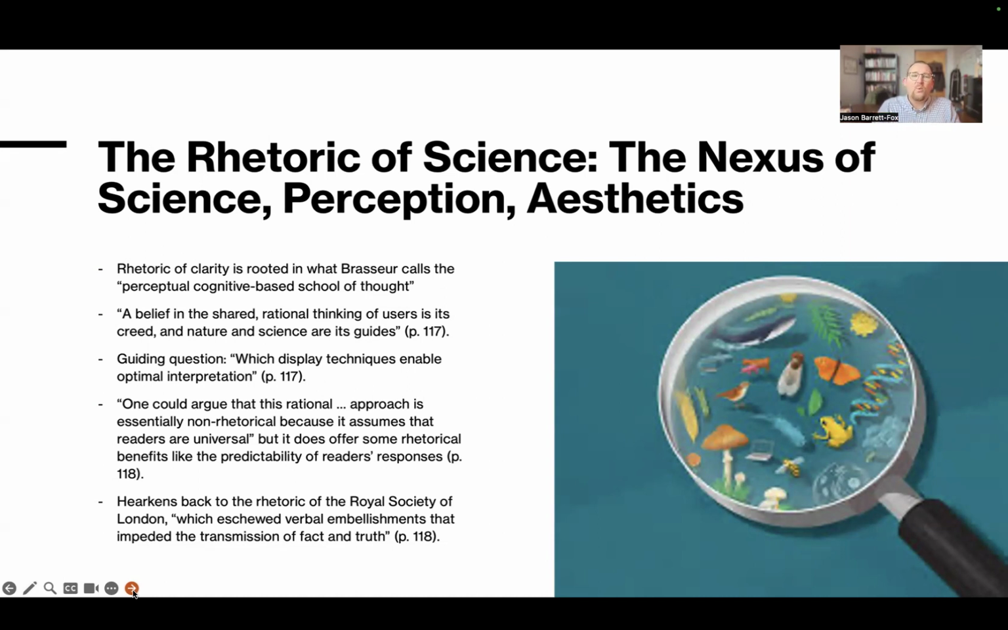And so what Koselleck argues is that a rhetoric of clarity is rooted in what another scholar, Brasseur, calls the perceptual cognitive-based school of thought. This is a belief in the shared rational thinking of users, and it's kind of using nature and science as its guideposts, right? So its guiding question is a nice one, a really important one, right? And this is on 117 of Koselleck. Which display techniques enable optimal interpretation? So how do we display things in a way that capacitates optimal interpretation, that makes it as meaningful and as efficient as possible?